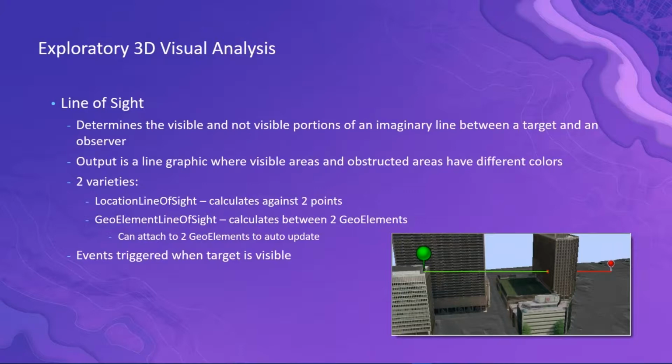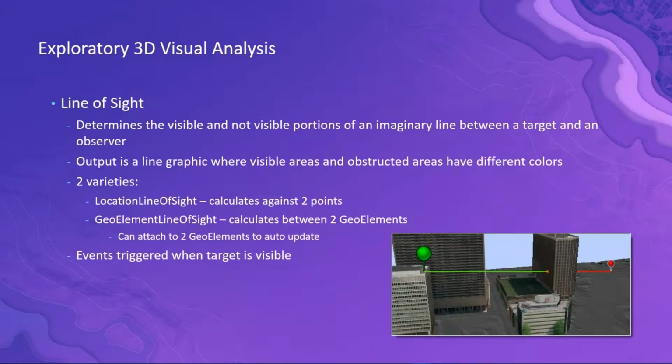The location line of sight calculates against two points, so two geometries or coordinates that were given to it for the target and the observer. We also have the geoelement line of sight, which calculates it between two geoelements. Now, a geoelement in ArcGIS Runtime is either a feature that's part of your data layer that you've loaded into the application, or it's a graphic that's being drawn to the display.